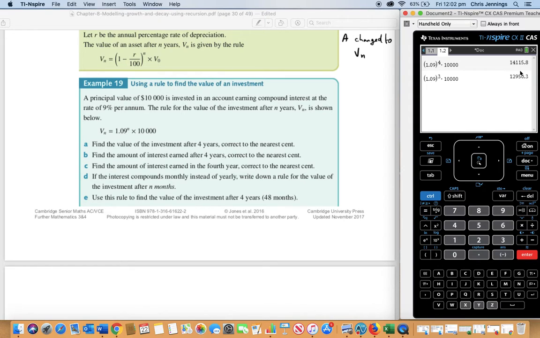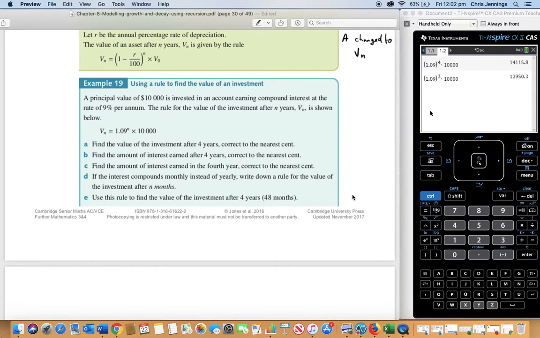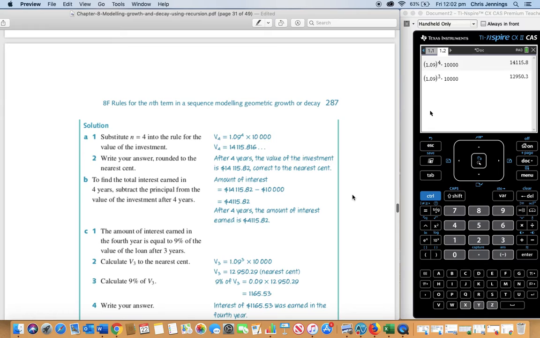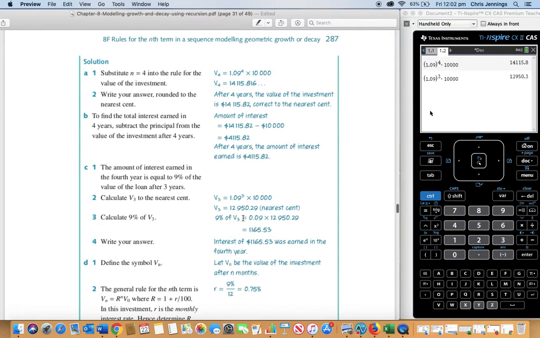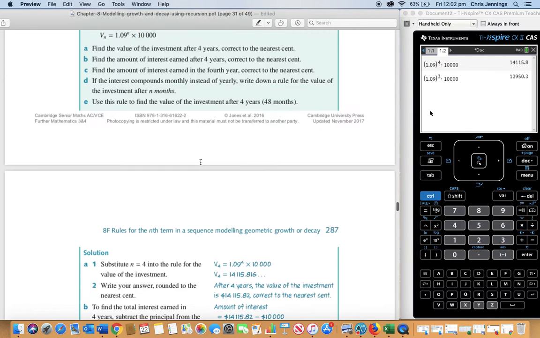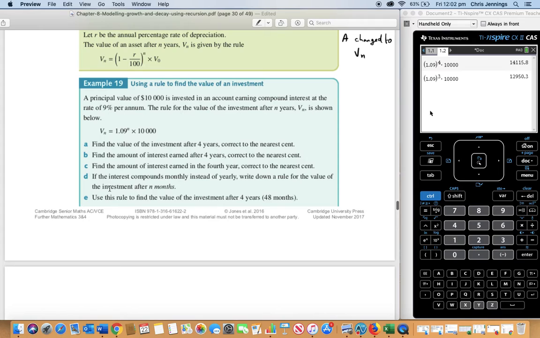If they said the 7th year value, you'd go to the 7th year up here, the 6th year, and find the difference between those two values. And you should see down here that that's what they've done there, haven't they? They've seen the difference between the two. Which leads us to the last example, or last two.